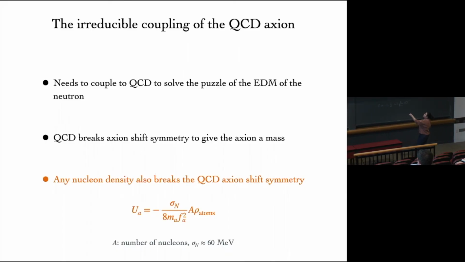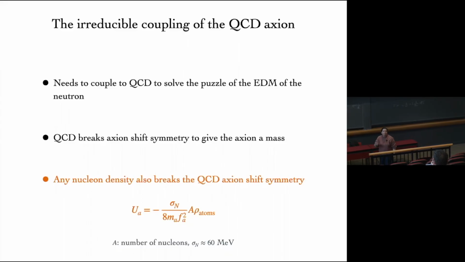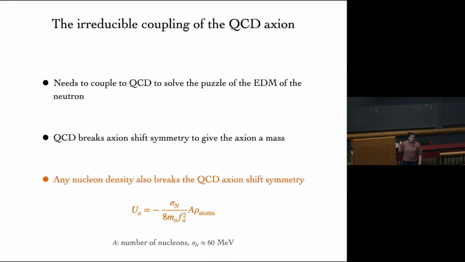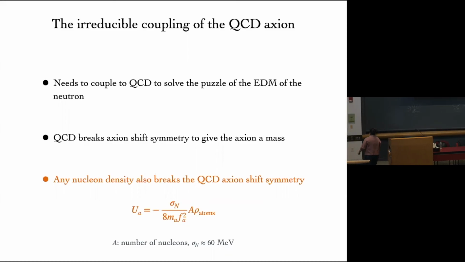And this force is attractive. It doesn't matter for the axion; the effect that I will describe would work either way. It turns out that this interaction is attractive for the axion. So this is like a correction to the axion mass. The axion wants to be lighter inside material, inside nuclear matter.